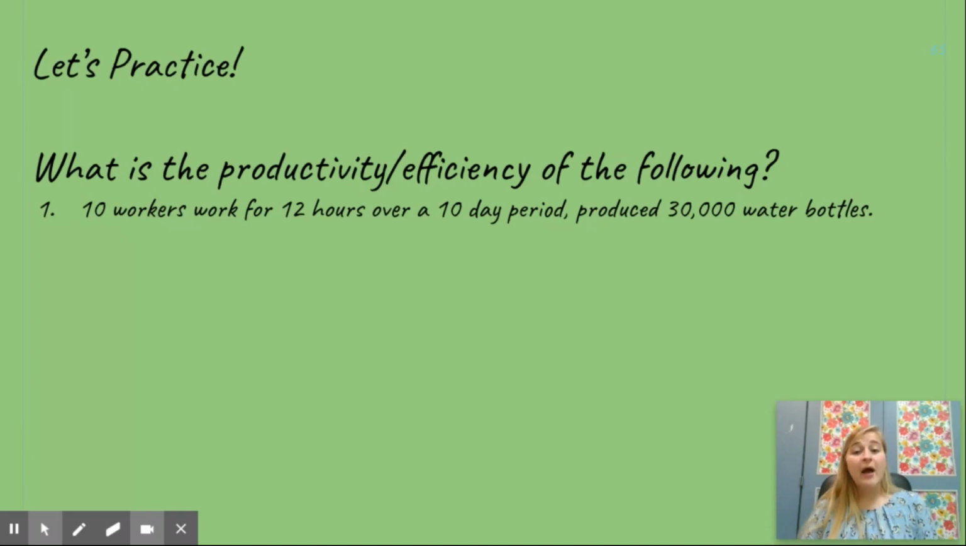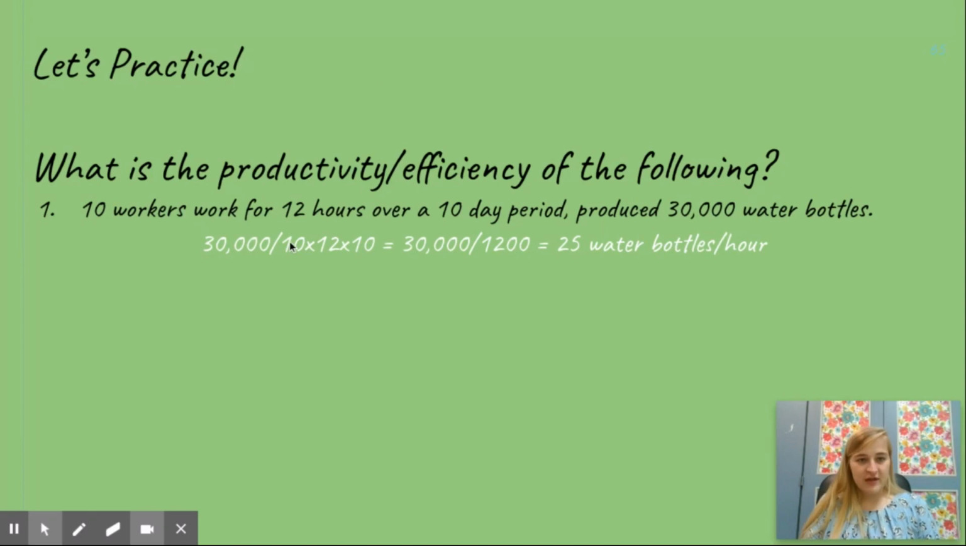Okay, so how do we do this? We know it's output over input. Output, 30,000 water bottles over the input. The input is how much work did everyone do? So to find that, we have to multiply. 10 workers for 12 hours, 10 times 12, over a 10-day period, times 10. That ends up being 1,200. So 30,000 water bottles divided by 1,200 hours total worked by everyone is 25 water bottles per hour. We produce 25 water bottles per hour in this factory.